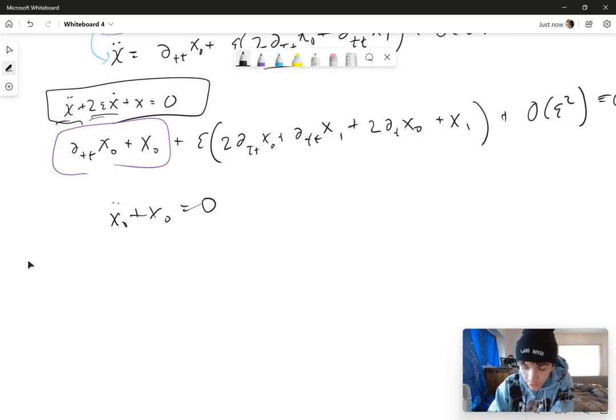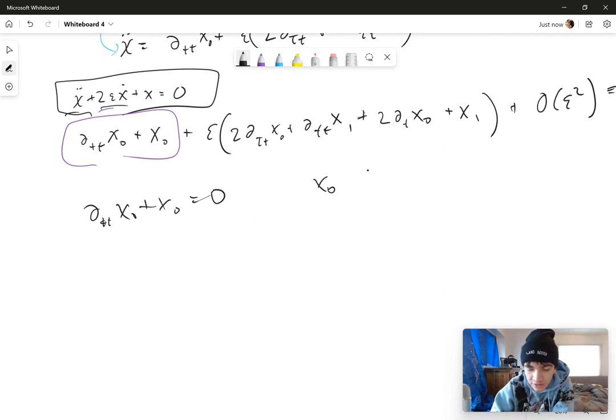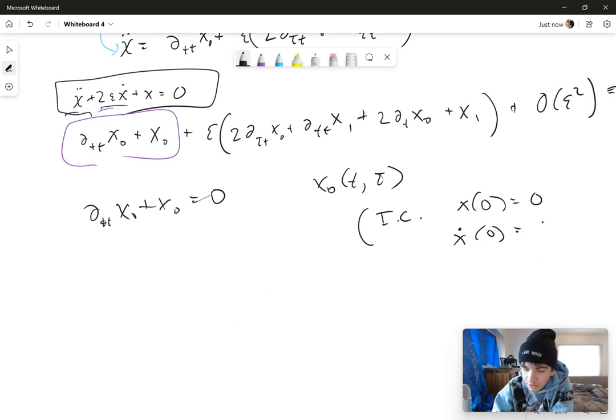Okay, so setting the order 1 equation equal to 0, we're going to observe that it looks like a first order, just regular ODE, but in fact it's a PDE, because we're assuming that x naught is a function of t and capital T, the two different time scales. Remember that the fast time scale is the small t, slow time scale is capital T. And also I'm just going to write it here before I forget. We have initial conditions of x of 0 equal to 0 and x dot of 0 is equal to 1.